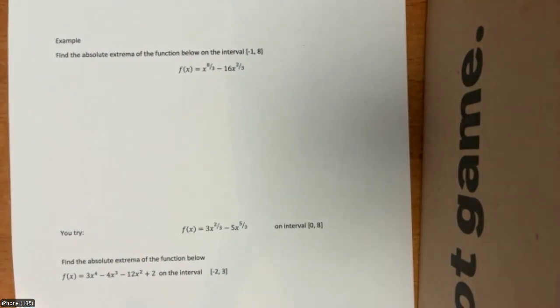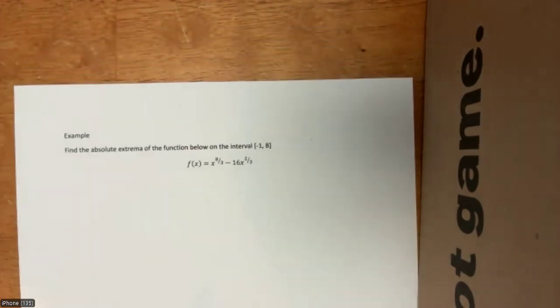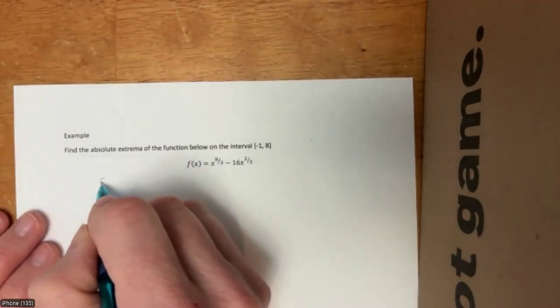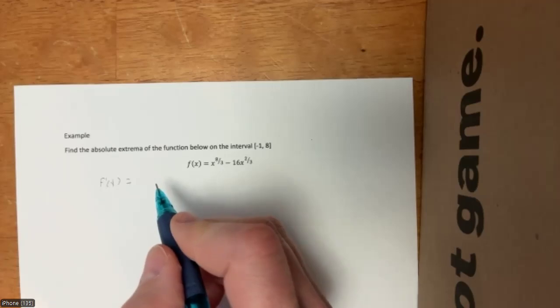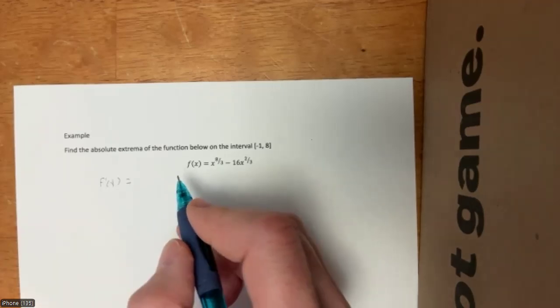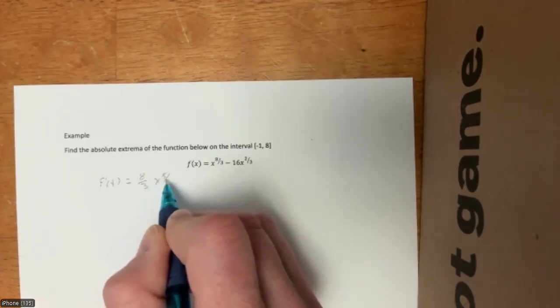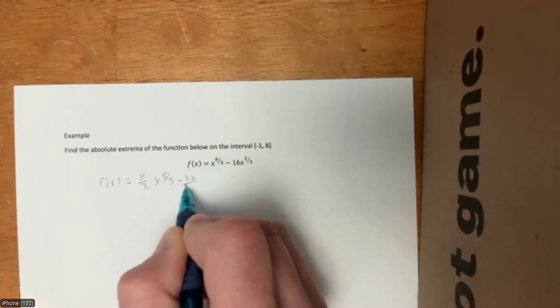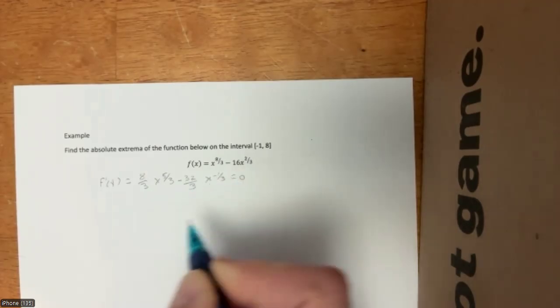So if we turn the paper over, remember that the first step is to find all the critical numbers. So we do that by setting the derivative equal to 0. So the first thing we're going to do is find the derivative. So the derivative of this function is 8/3 x to the 5/3 minus 32/3 x to the -1/3, and we're going to set that equal to 0.